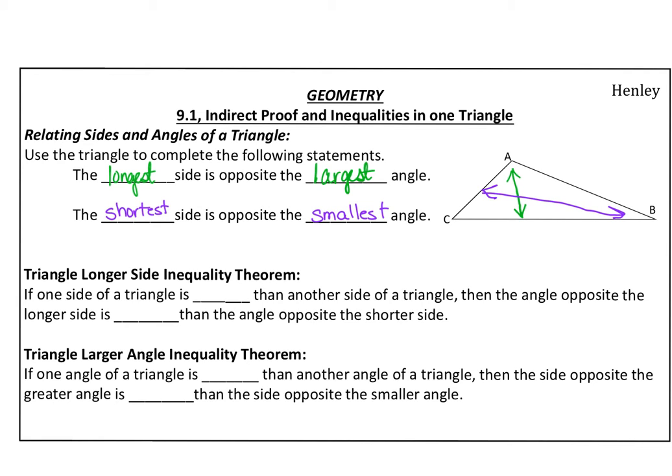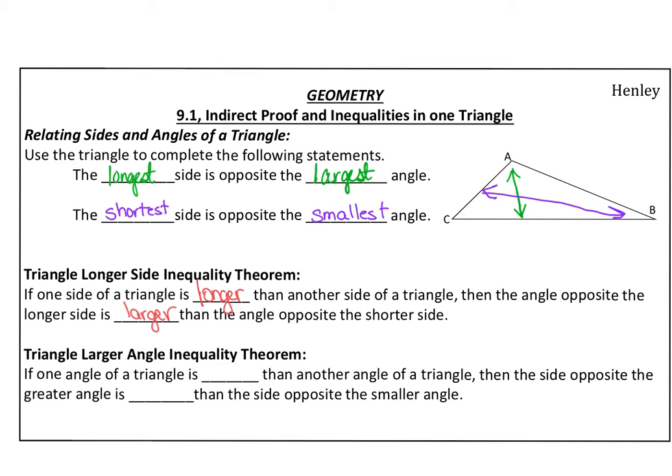We also sometimes use the triangle longer side inequality theorem. If one side of a triangle is longer than another side of a triangle, then the angle opposite the longer side is larger than the angle opposite the shorter side.